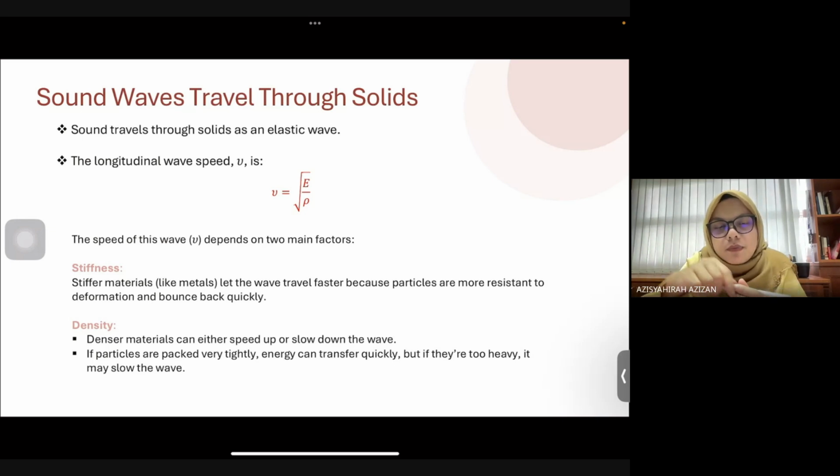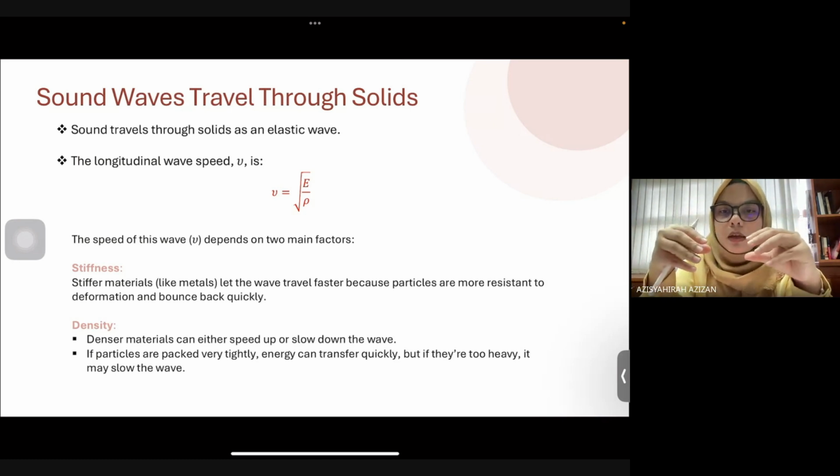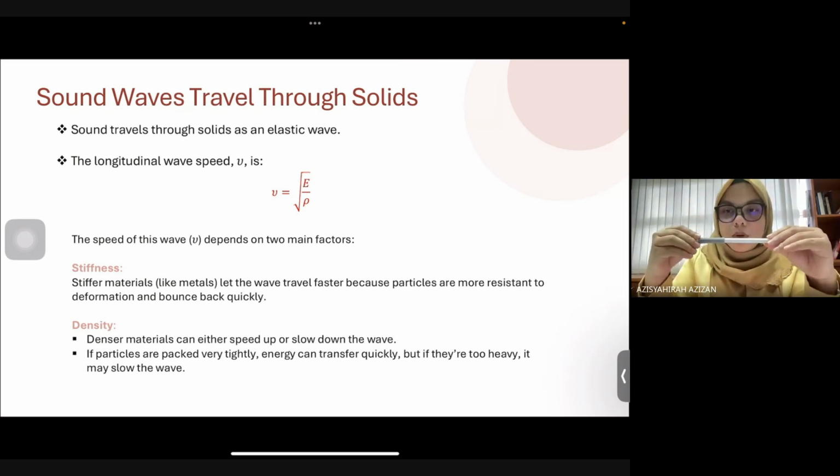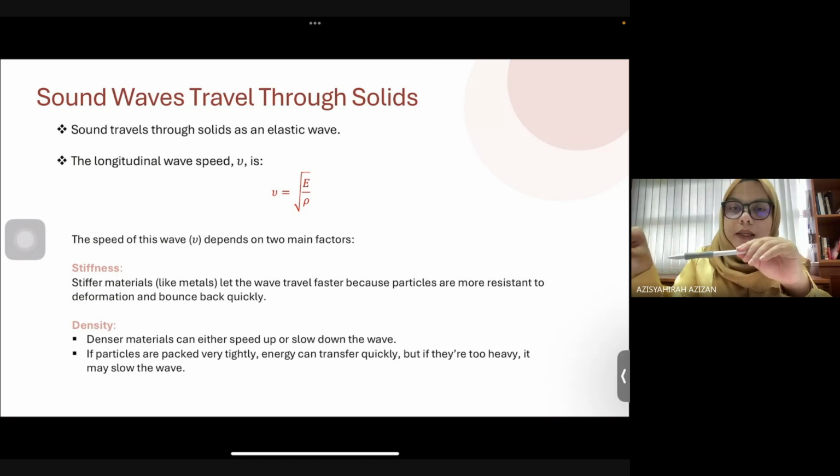For example, you might want to imagine there are people in line, orang beratur, and they are passing a message quickly by whispering to each other, bisik-bisik. If people stand close together, orang-orang ni berdiri berdekatan, they will respond quickly. So the message moves through the line faster.